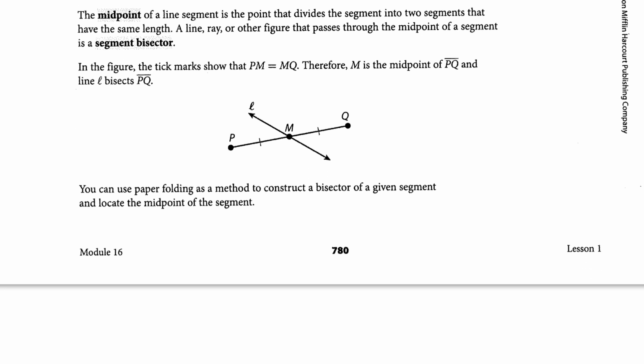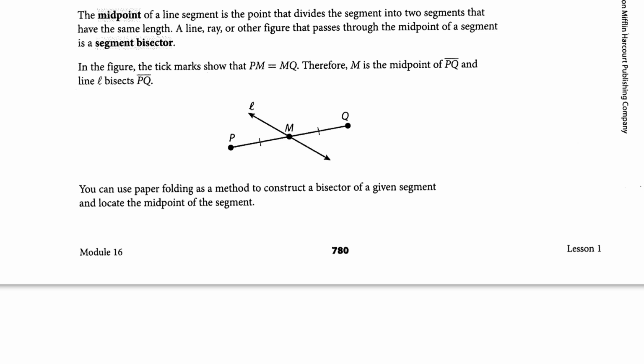The midpoint of a line segment is the point that divides the segment into two segments that have the same length. A line, ray, or other figure that passes through the midpoint of a segment is called a segment bisector. It splits it into two equal parts. In the figure, the tick mark shows that PM is equal to MQ, therefore M is the midpoint of PQ, and line L bisects PQ.